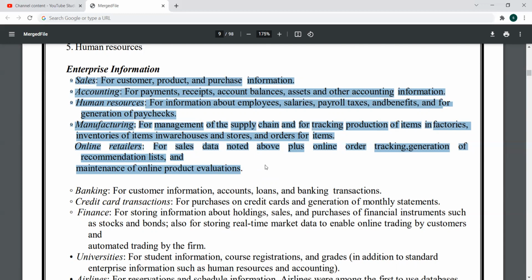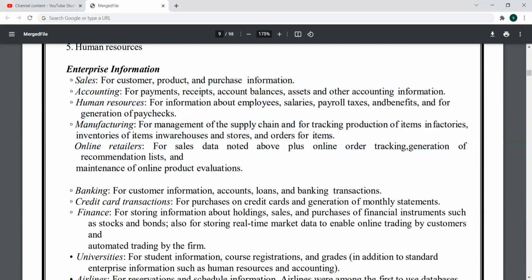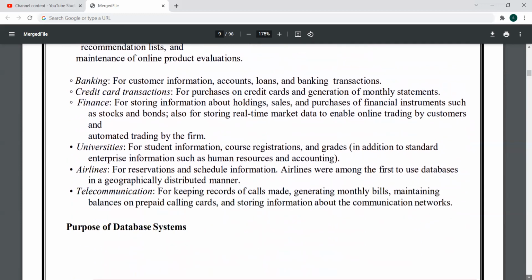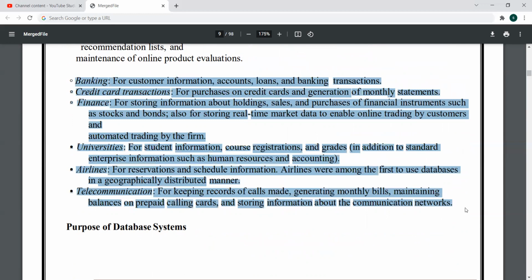Next, banking: customer information, accounts, loans, banking transactions, credit card transactions, purchases on credit cards, and generation of monthly statements. Finance: storing information about holdings, sales and purchases of financial instruments such as stocks and bonds, and storing real-time market data. All these are applications of DBMS.